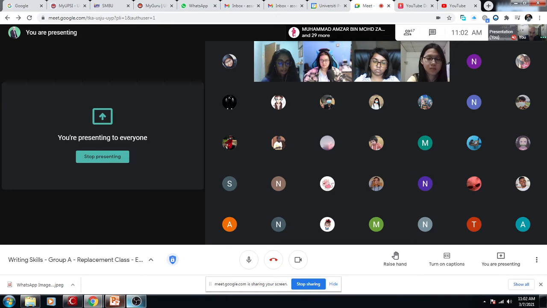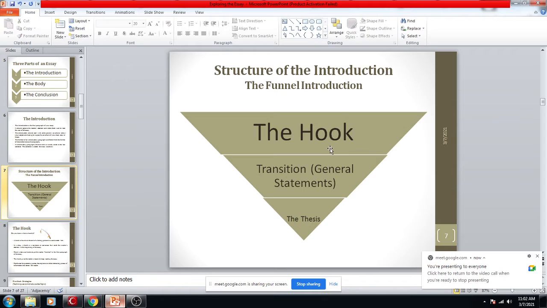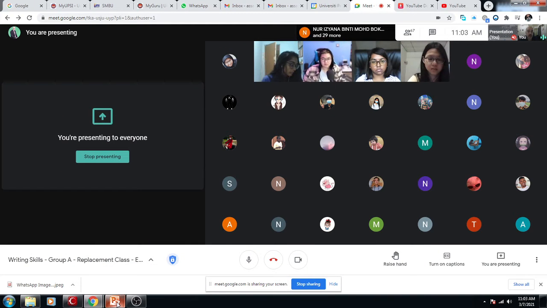And so what does this mean? You begin with general statements and then your most specific statement towards the bottom. But before your general statements, or part of your general statements, should be the hook. The hook. Now, what is the hook? This is a story. This is a story on its own. We're going to explore the hook now and the types of hooks. And why is the hook very important?